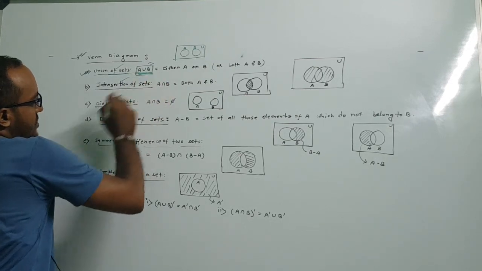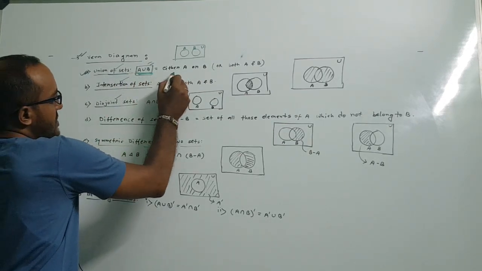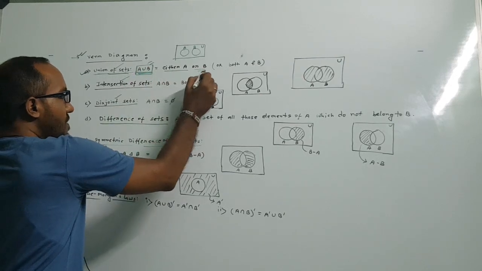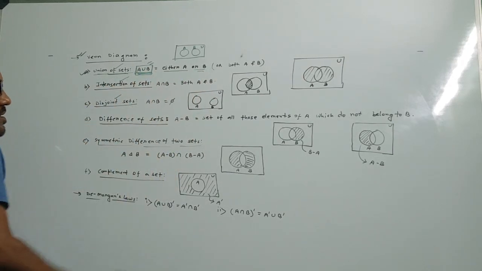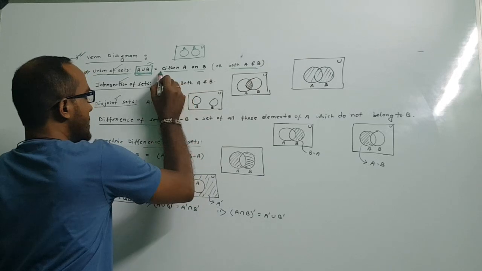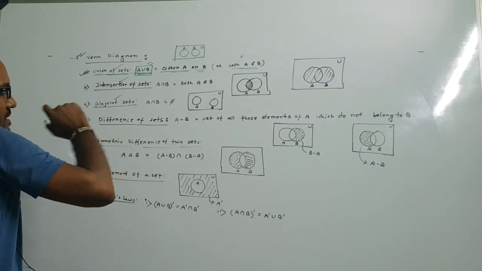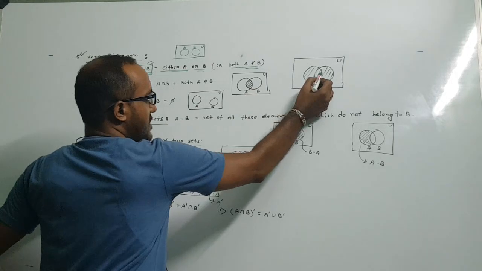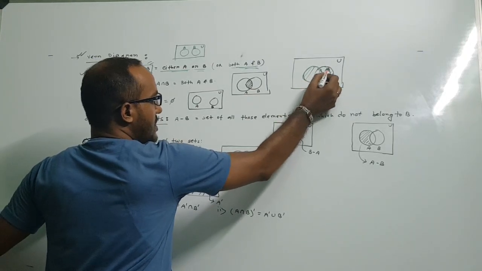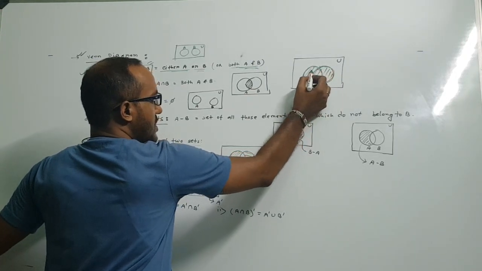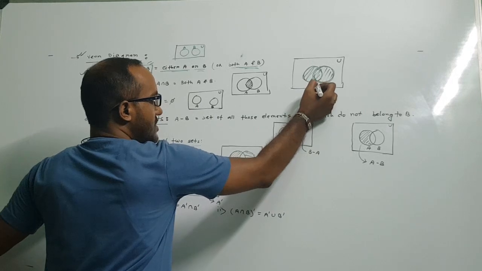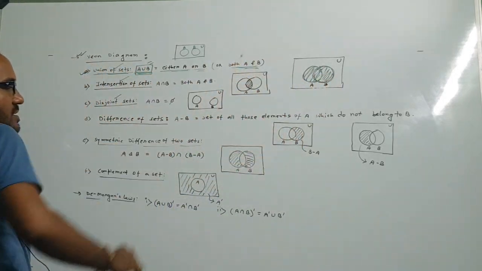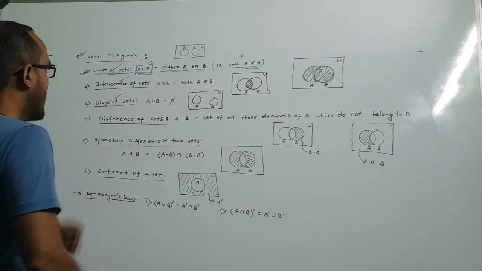So what is A union B? A union B means either A elements will come or B elements will come or both of them come. So this is extremely important: either A or B or both A and B. See, this is our A set, this is our B set. So either A elements or B elements or both of them. So this is your A union B.